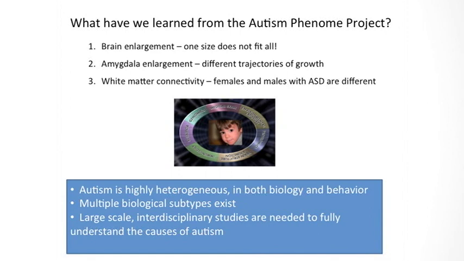Amygdala enlargement is the same thing. There's different trajectories of growth, and we think that this could potentially predict later anxiety and mood disorders. White matter connectivity studies have shown us that females and males are different.